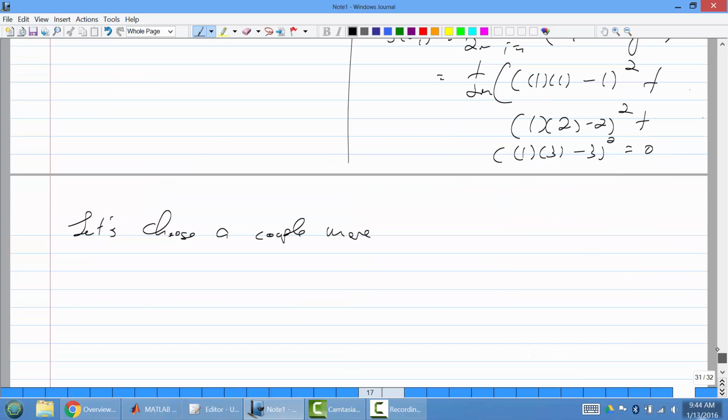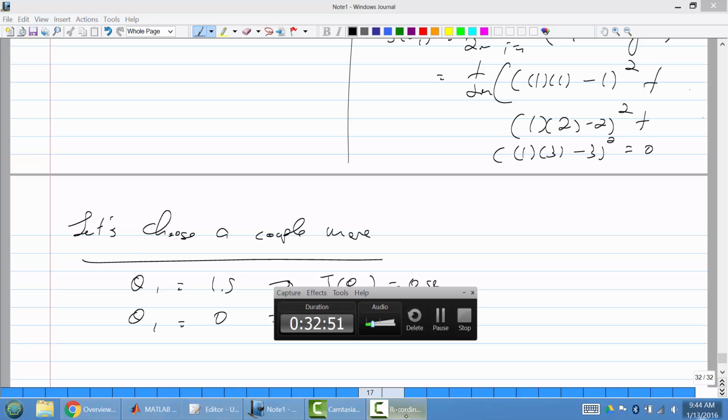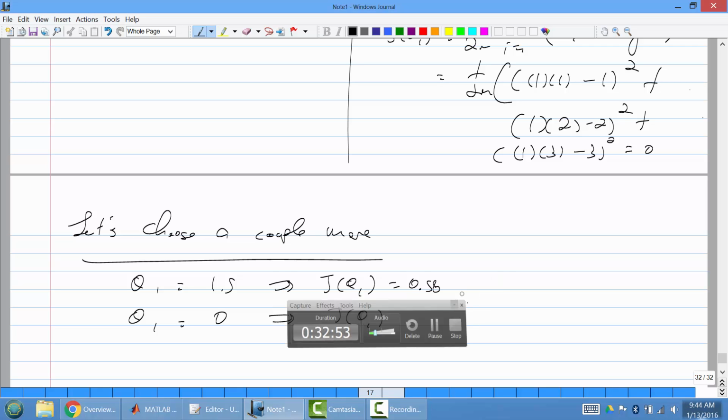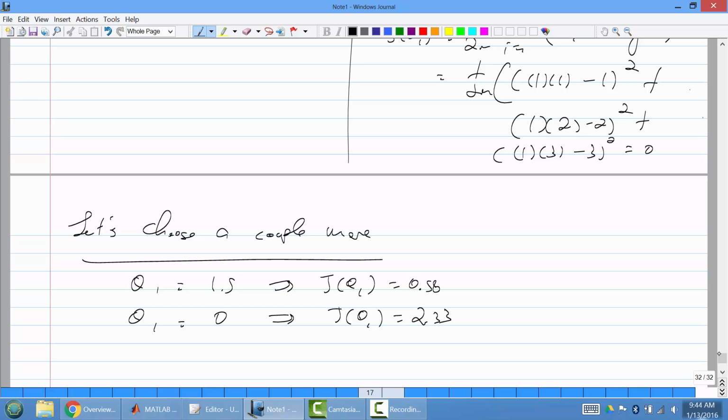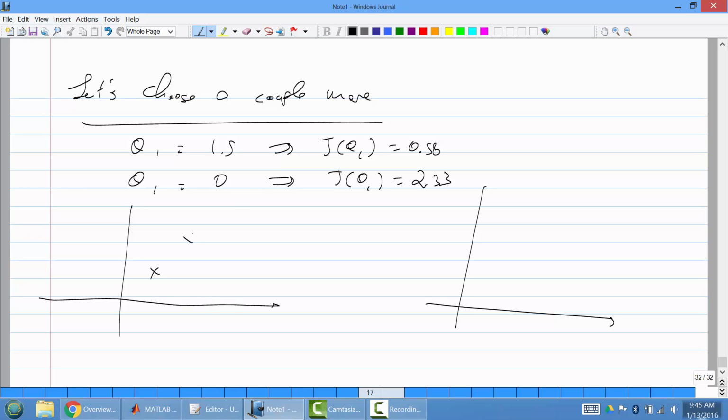So there are 2 points here. Let's choose a couple more. Let's say I make theta 1 equal to 1.5. The cost that you'll get, if you want to verify that yourself, will also be 0.58. And then if I make theta 1 equal to 2.33, the cost will be... whoopsie. So the cost is going to look like this. Actually, let me just go here. Okay, and so here are the different points, 1, 2, 3.